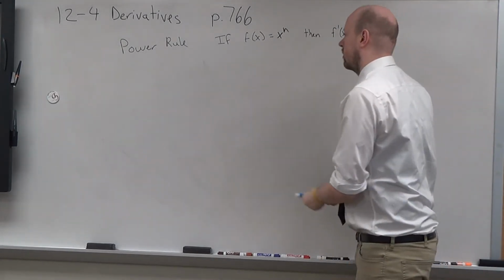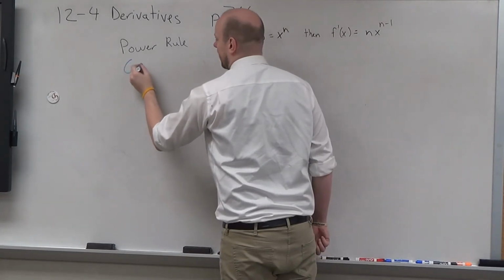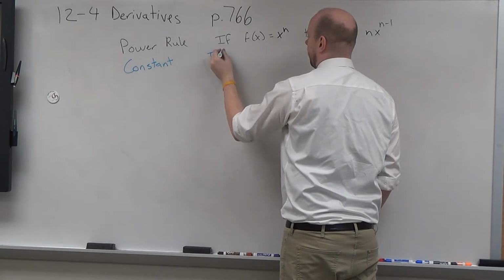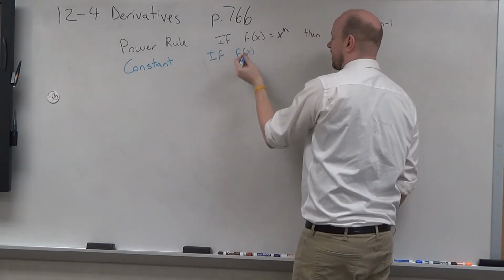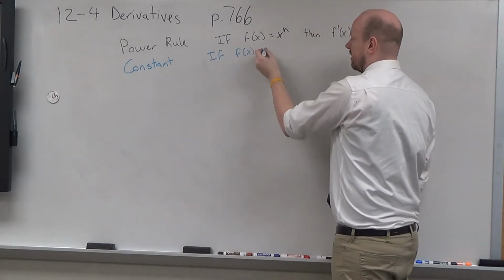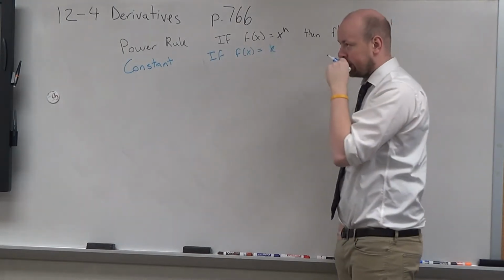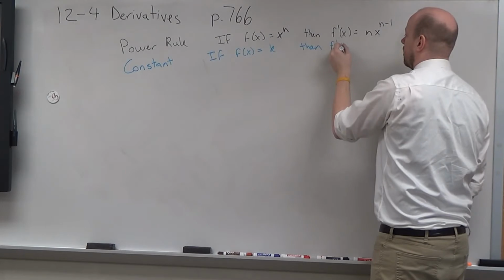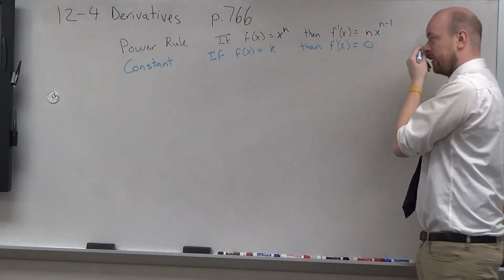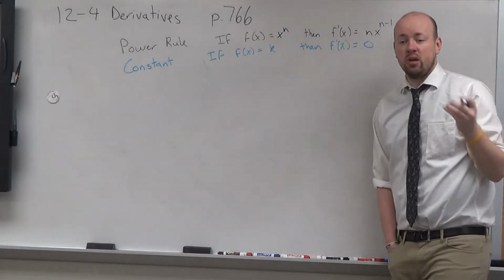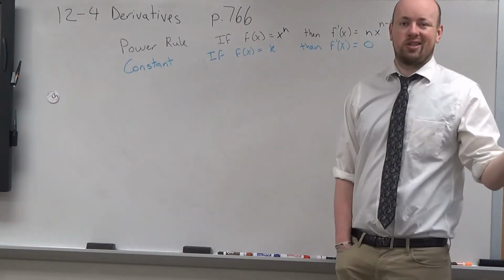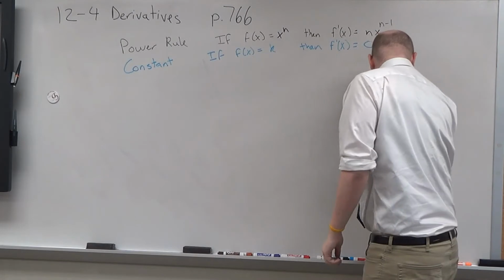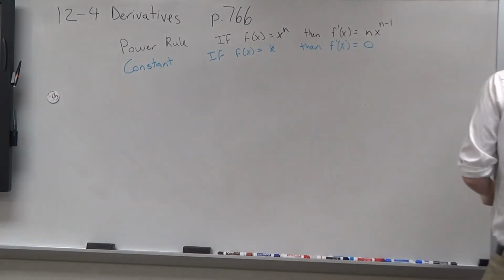So, the derivative of a constant. Let's say f of x was just a constant, so it was k for constant, then the derivative is 0. If there's no x term, the derivative gets washed out. It essentially becomes not a thing.